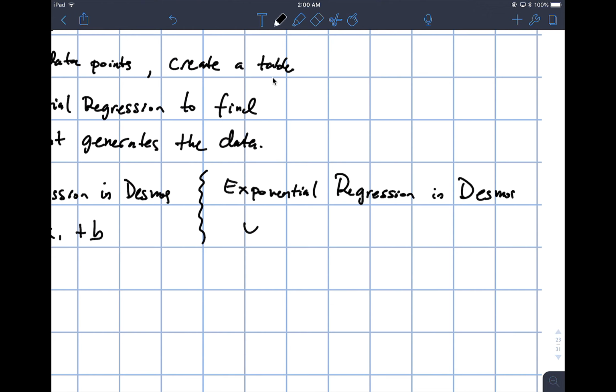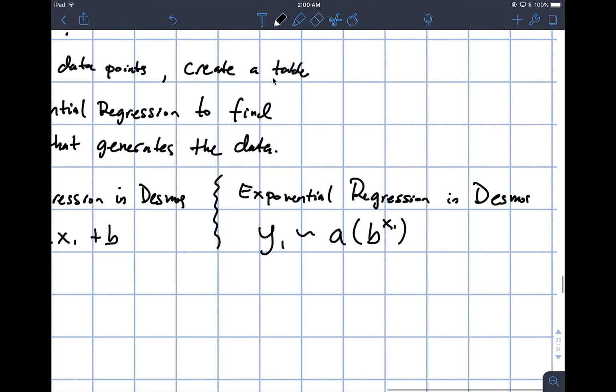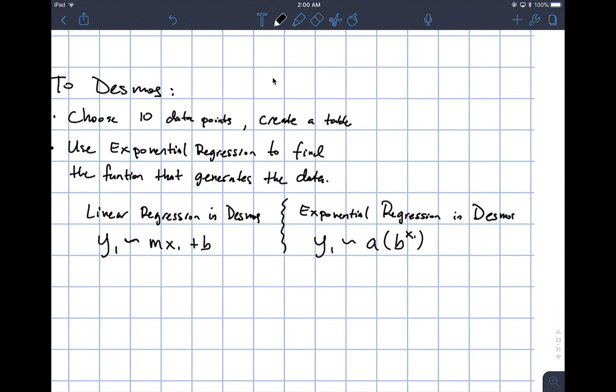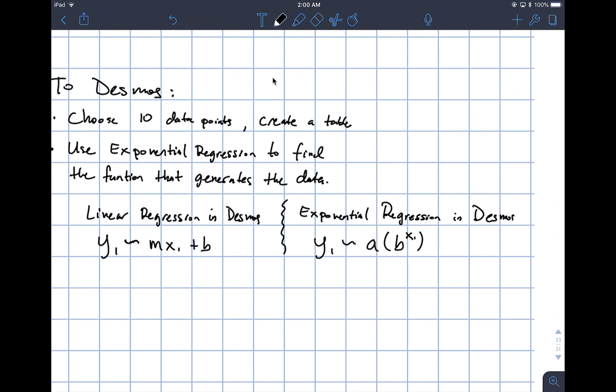It's again y sub 1 tilde congruent to a times b to the x sub 1 power. Okay, so I'm going to show you that in decimals. Remember, you can always go back and watch the video so that you can do it yourself. So I already have the table in decimals.